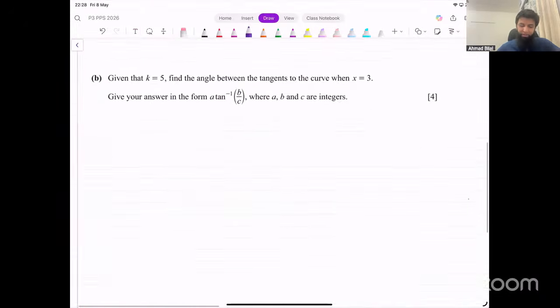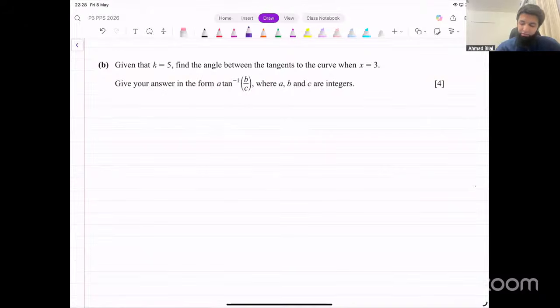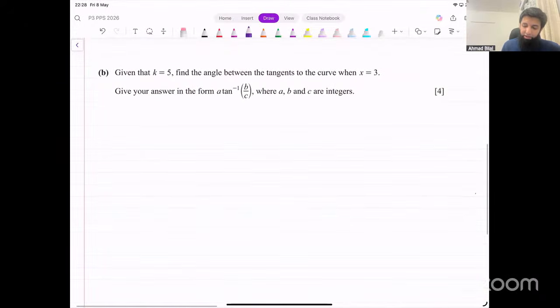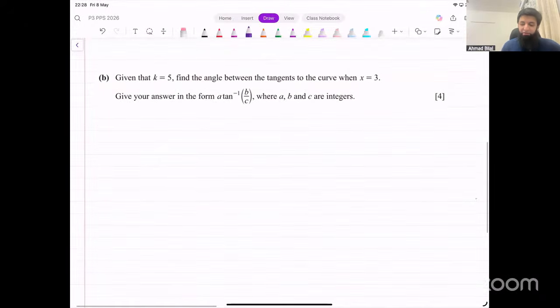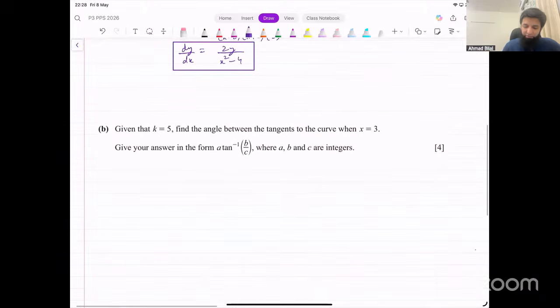Given that k is equal to 5, find the angle between the tangents to the curve when x is equal to 3. Give an answer in the form A tan inverse of B over C, where A, B, and C are integers. Okay, now that we're given that the value for k is 5, we need to find the angle between the tangents, where when x is equal to 3.